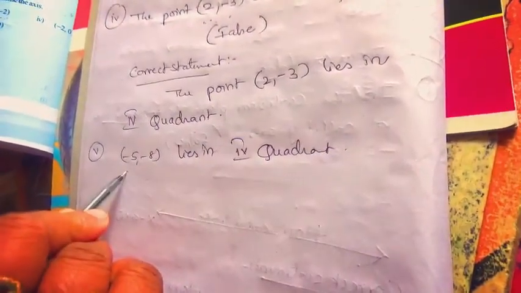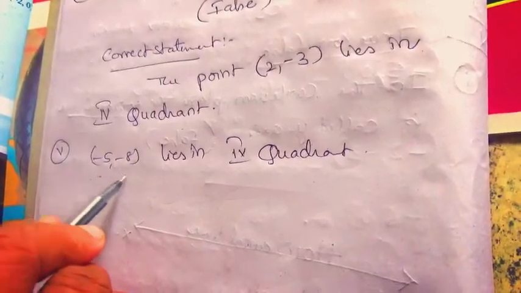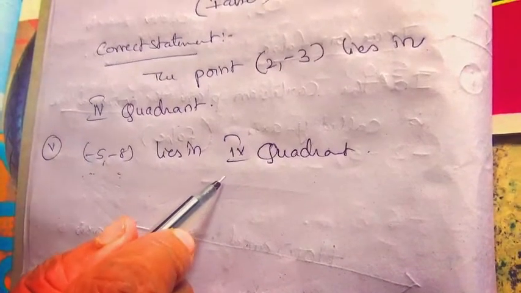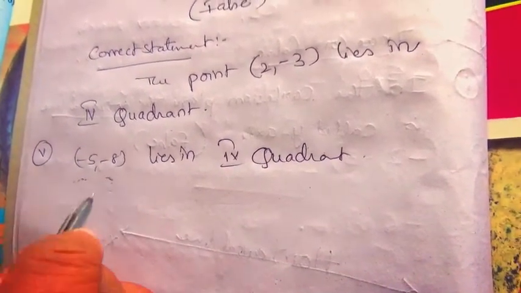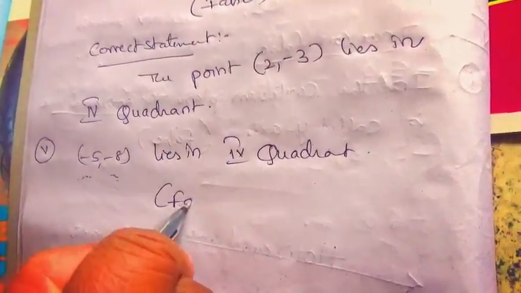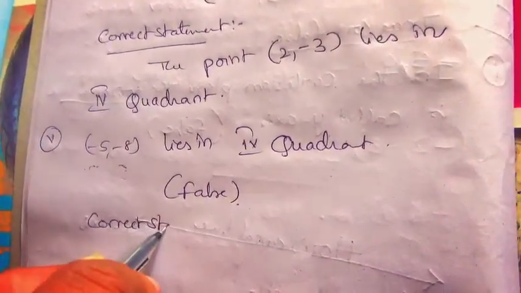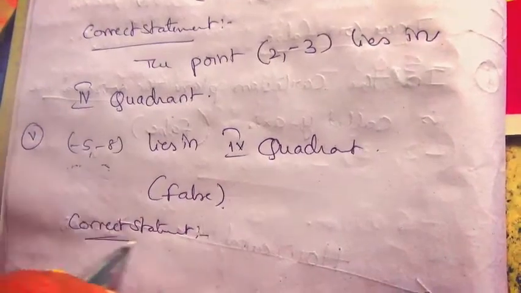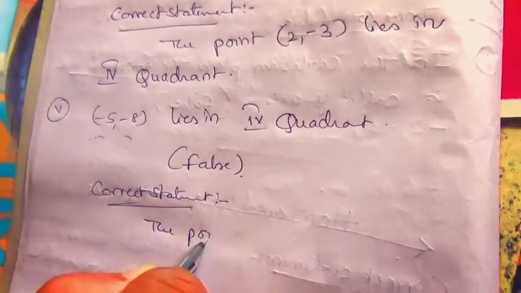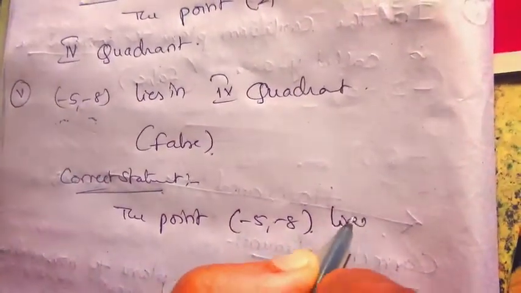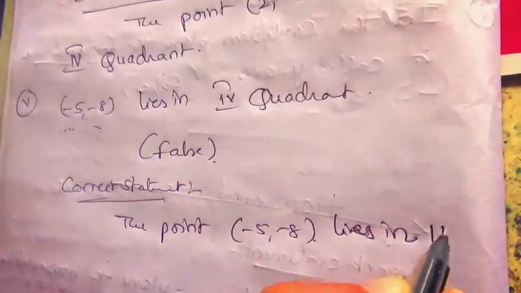Here the x coordinate is negative and the y coordinate is negative. Does this lie in the fourth quadrant? No, it lies in the third quadrant. These two are negative numbers, right? Hence it is false. So what is the correct statement? The point (-5, -8) lies in the third quadrant. Okay, here it is a correct statement.